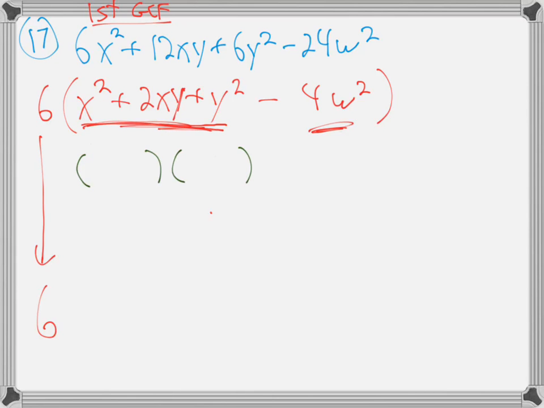Remember that front times front, x times x makes x squared, and then back times back makes y squared. It's going to be y times y. That's it, right? That will make the 2xy in the middle. If you FOIL that out, that will give you the whole thing. Minus 4w squared. Good so far?